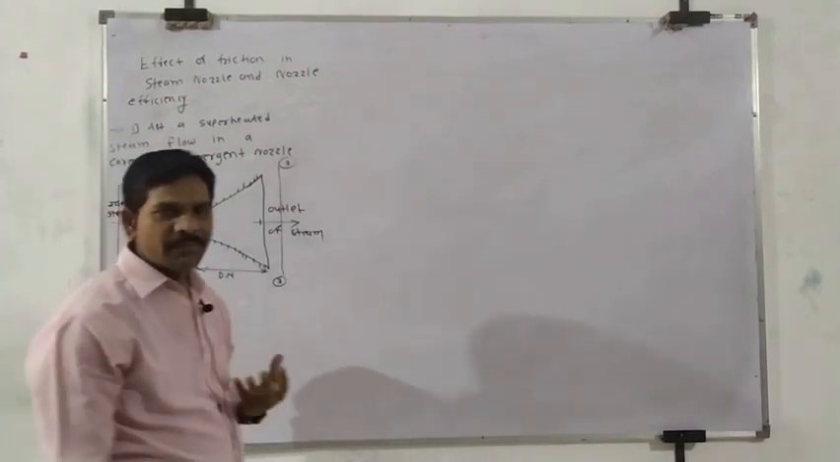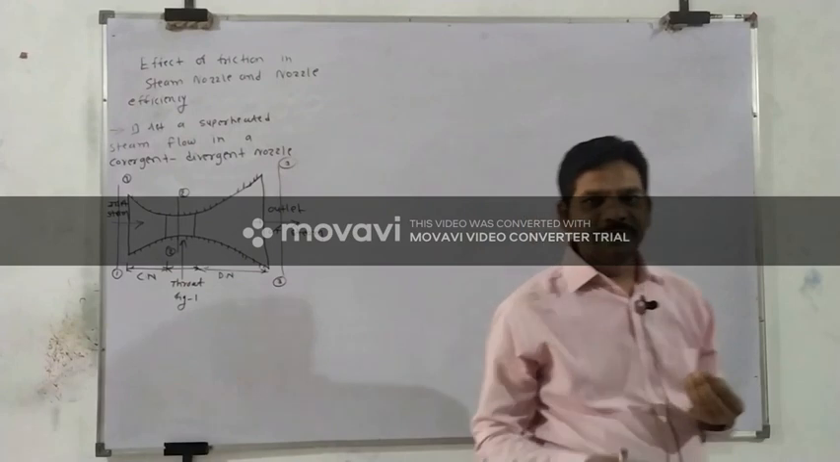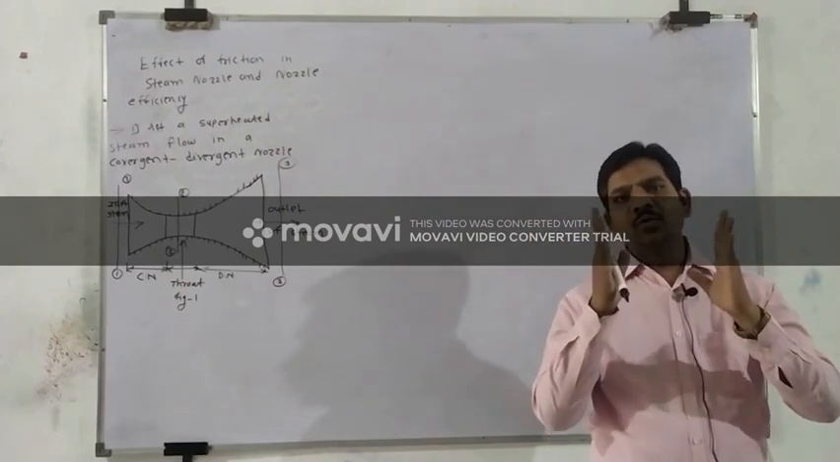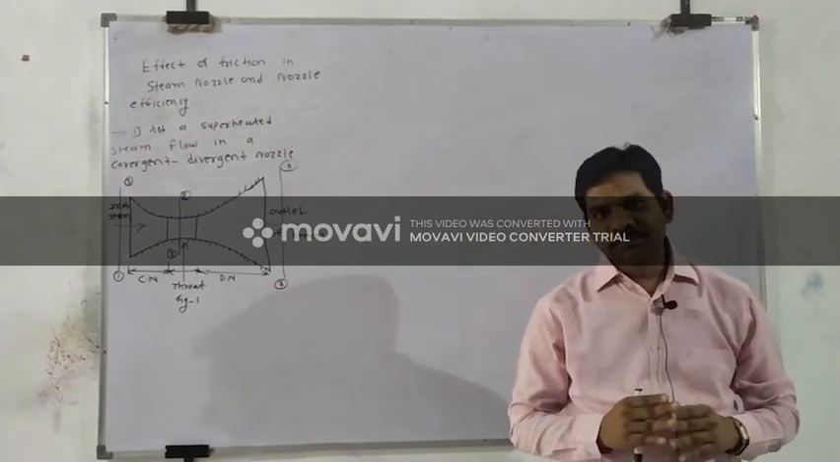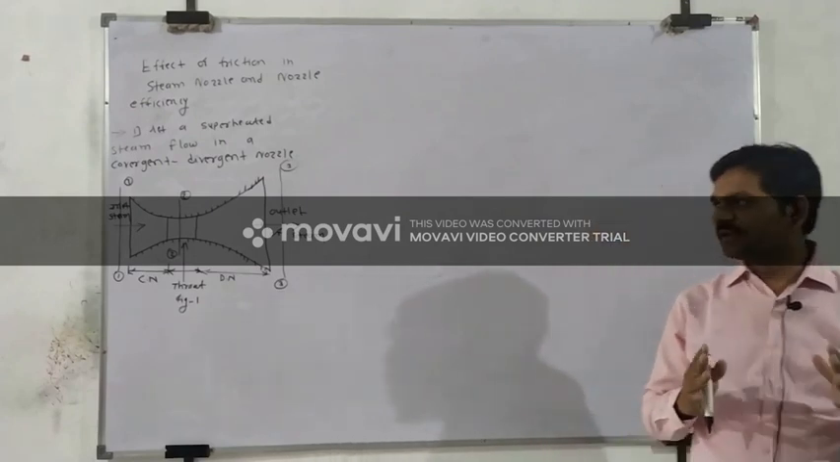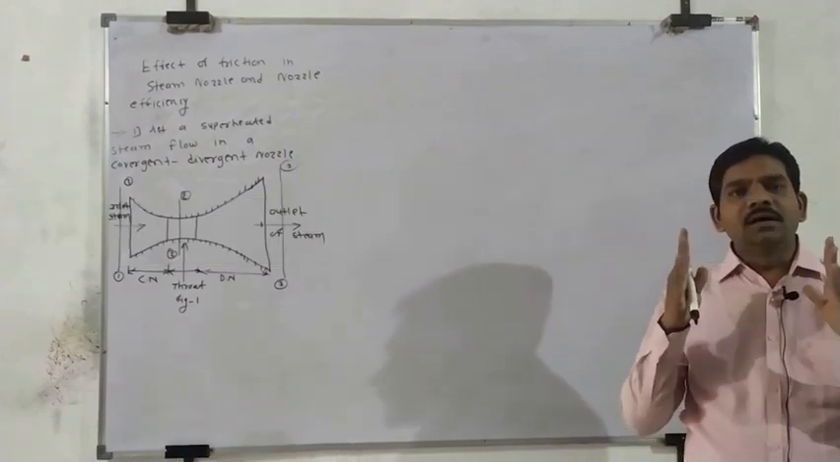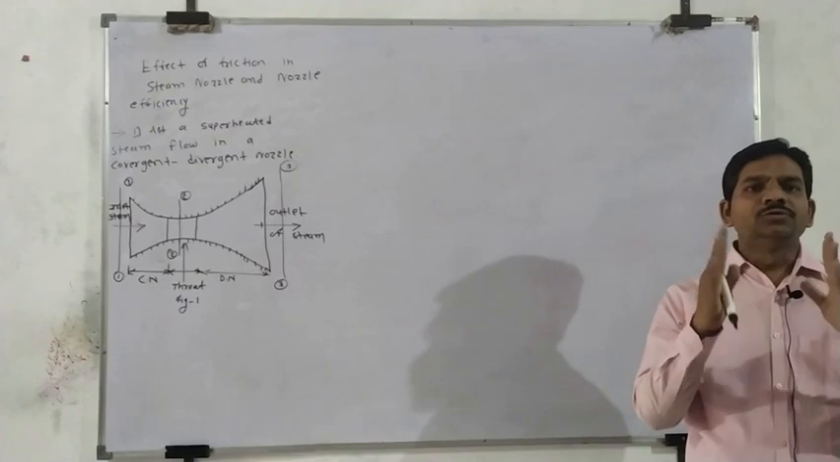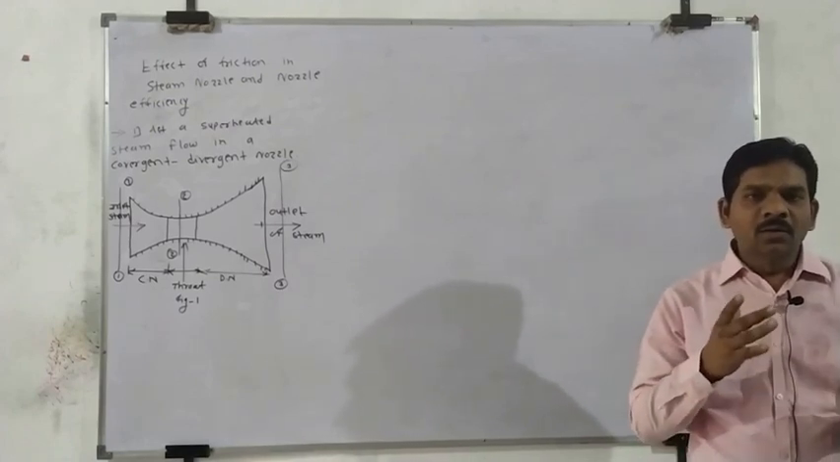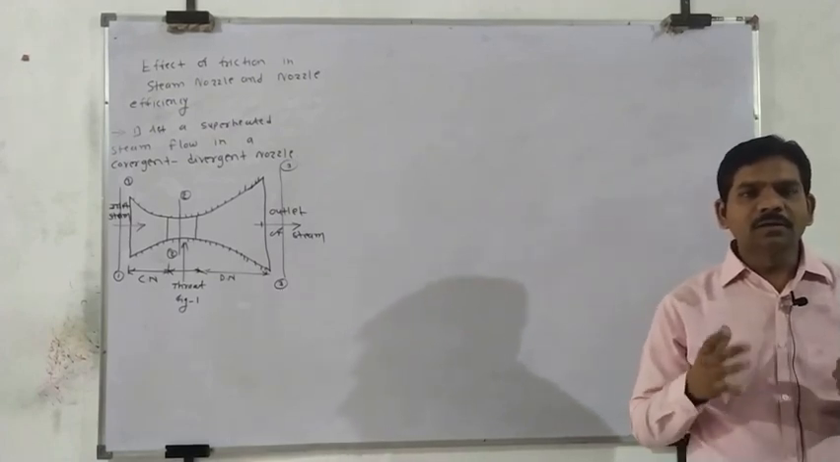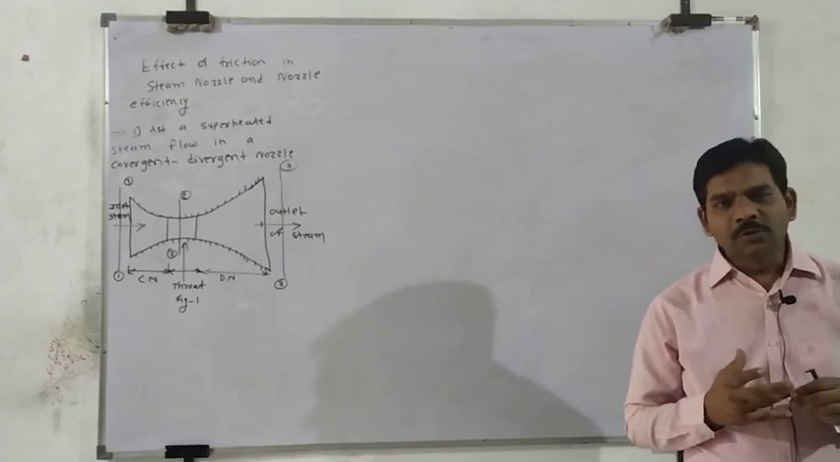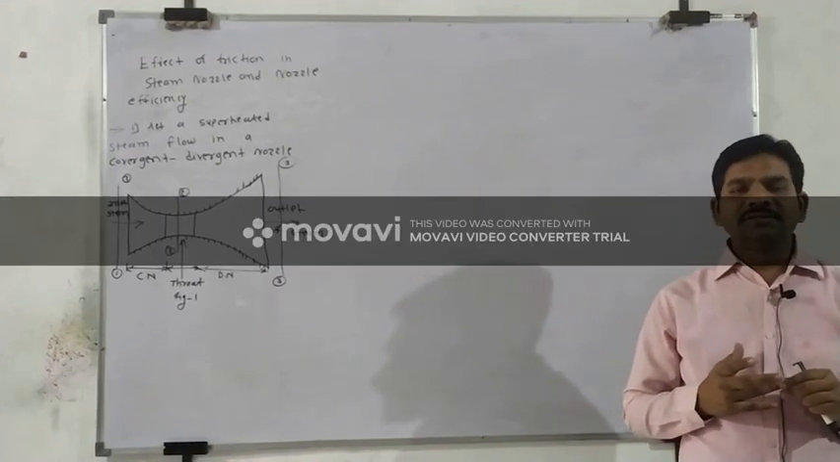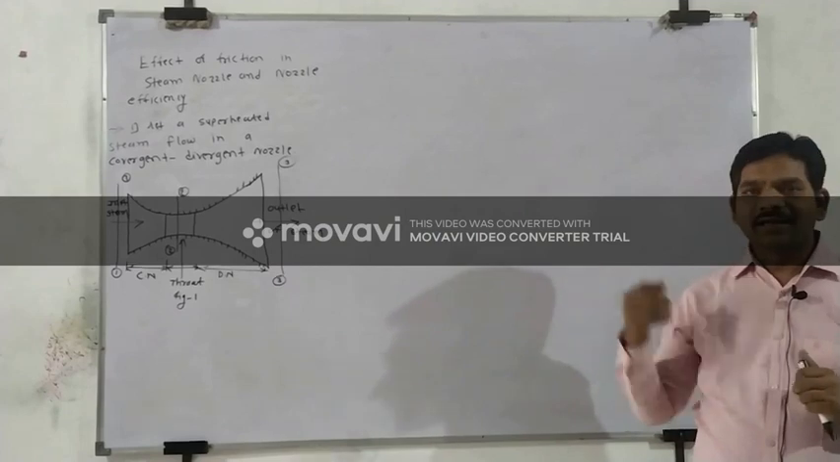So what type of friction is here? The friction between the steam and the nozzle walls. Okay, listen, what is the friction? The friction of steam against the nozzle wall. And what is the effect on the performance of the nozzle? That concept we have to learn in this topic.